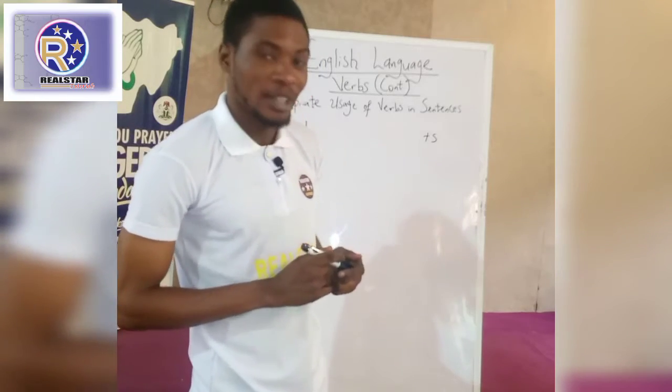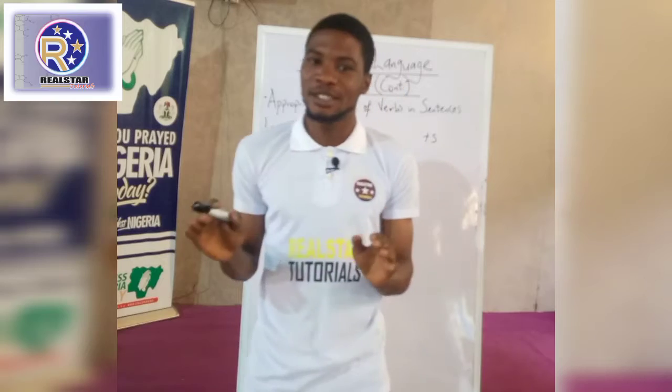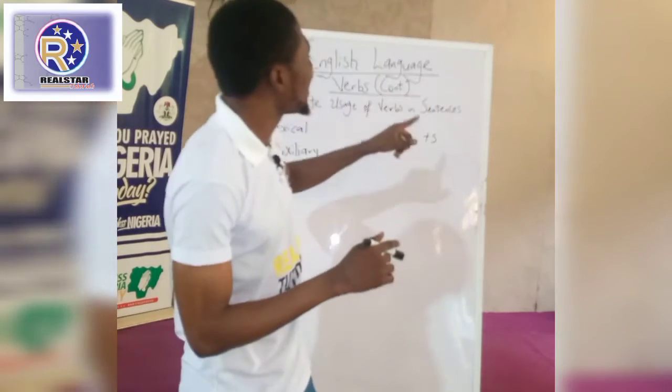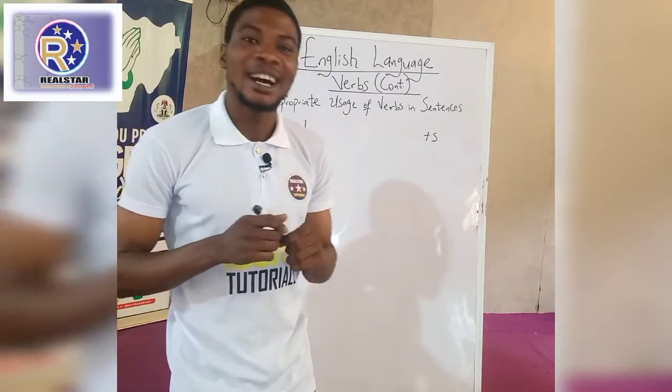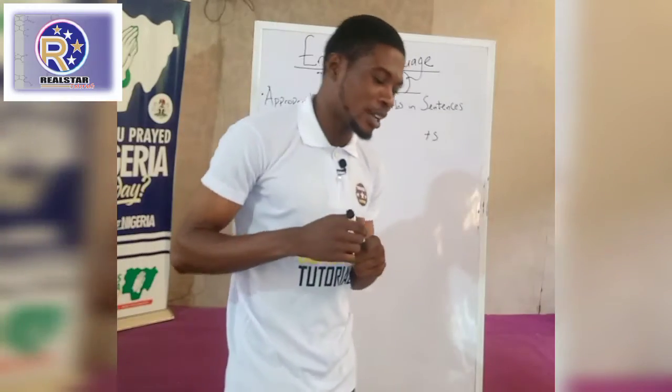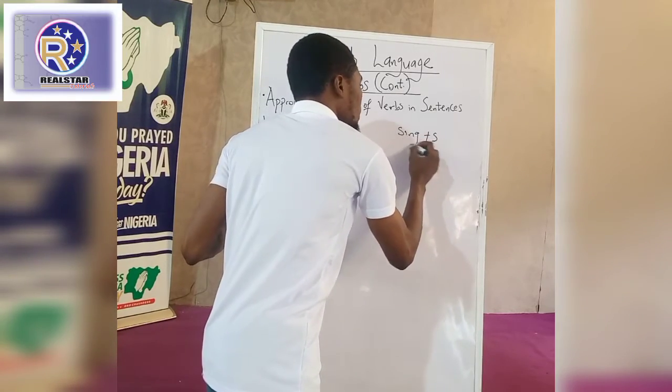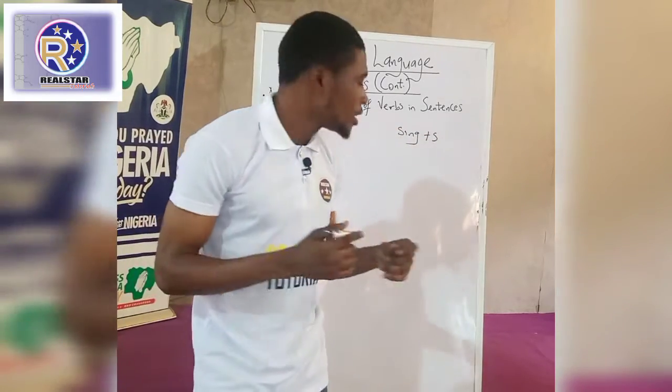Let me repeat myself, a little bit of recap. In the kingdom of nouns, the one that has s is plural, and the one that does not have s is singular. But in the kingdom of verbs, in verb republic, the one that has s is singular, and the one that does not have s is plural. Let me give you an example. We have sing, S-I-N-G. When you add s to sing, it becomes sings.